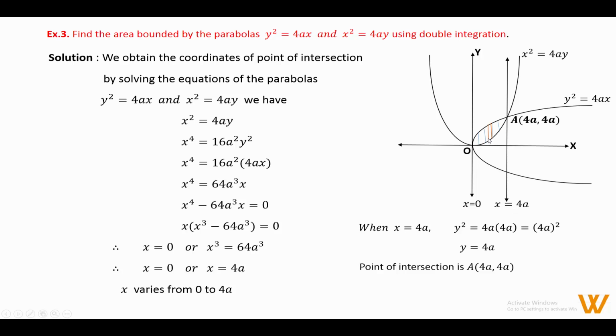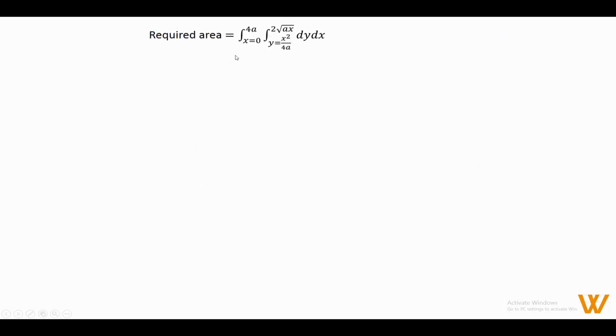And y varies from this curve to this curve. Y varies from this curve, x square equal to 4ay. So y equal to x square upon 4a. And on this curve, y is equal to square root 4x, means y equal to 2 root x. Therefore y varies from x square by 4a to 2 root x. Therefore required area equal to integration x varies from 0 to 4a, integration y varies from x square by 4a to 2 root x dy dx.